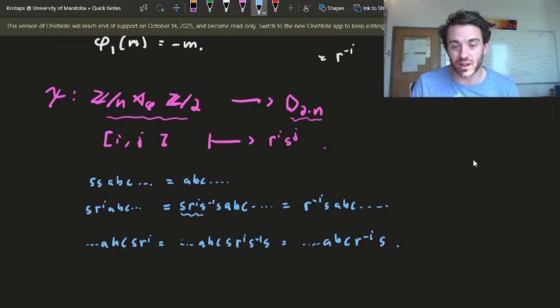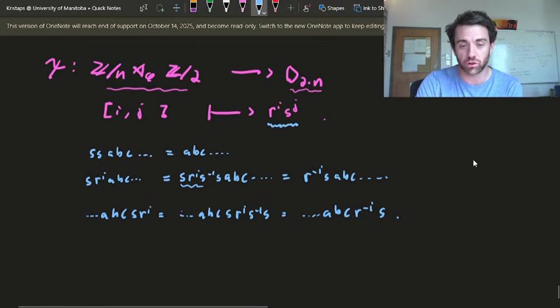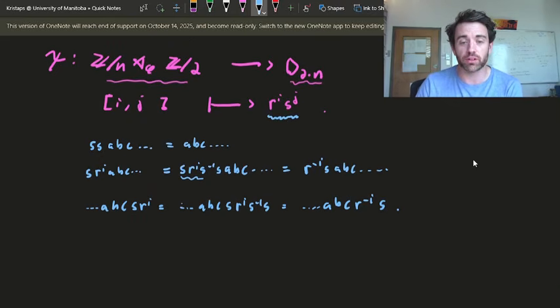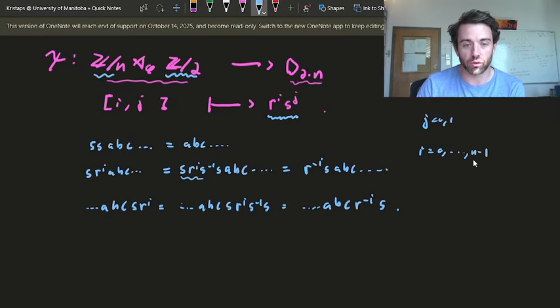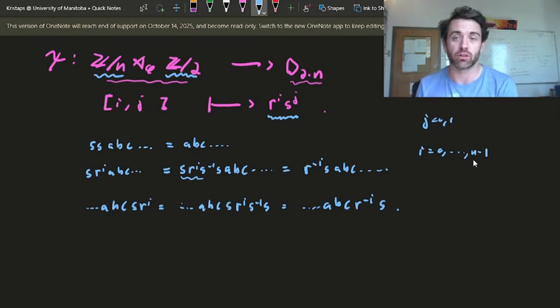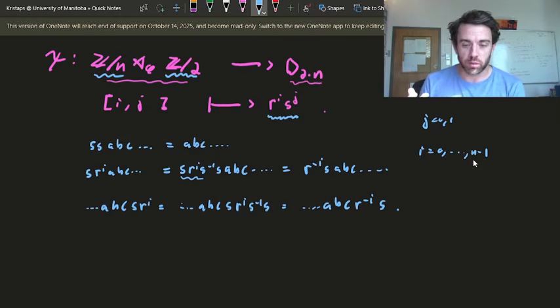So in other words, every element of D2n can be written in this form, r to the power i times s to the power j. And so certainly this map is surjective, right? Because I just have j being 0 or 1, and that's taken care of by this factor. And then i goes from 0 up to n minus 1, which of course is taken care of by the second factor. Great, so I know I have a bijection.